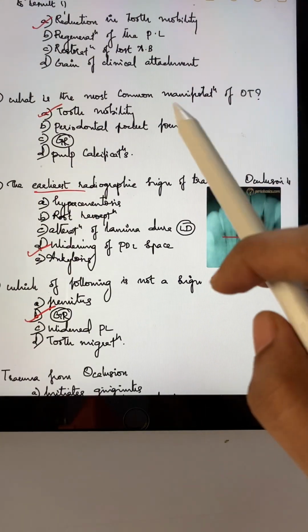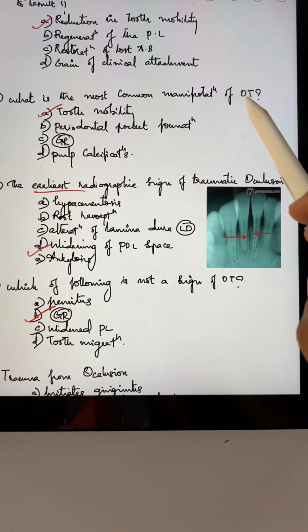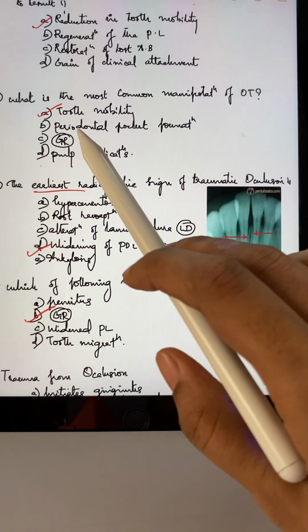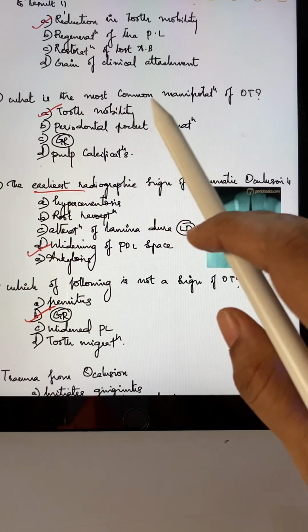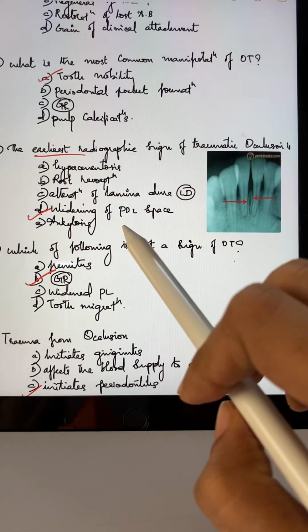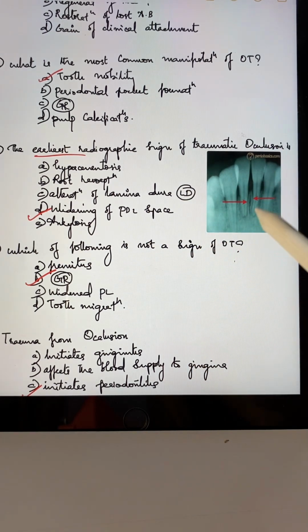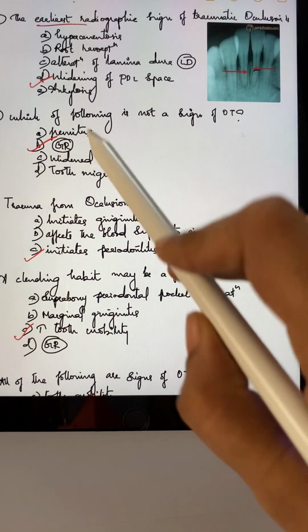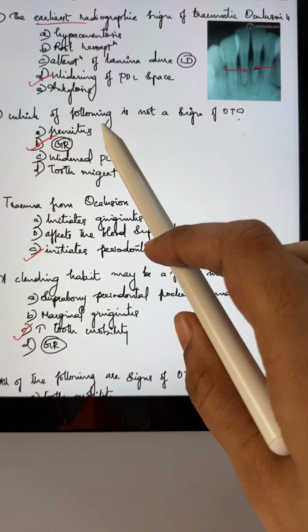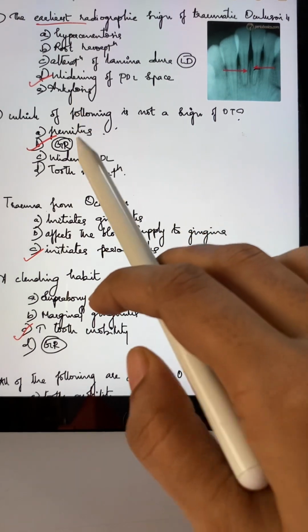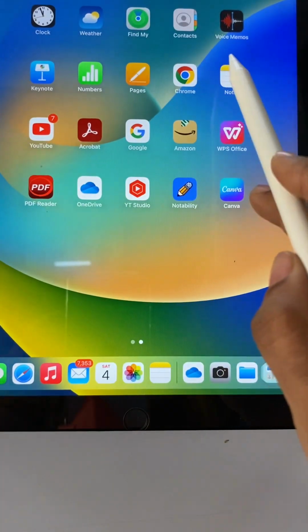Next is, what is the most common manifestation of occlusal trauma? That is tooth mobility. I discussed that pocket is not going to occur in this case, recession is not happening in this case, so tooth mobility is the answer. Then the earliest sign of traumatic occlusion is definitely the widening of the periodontal ligament. This is the periodontal ligament. You can see the widening of the periodontal ligament space. And which of the following is not a sign of occlusal trauma? It is gingival recession, because the fremitus test is positive, widening of the PDL is there, migration is occurring, and gingival recession cannot happen in this case.